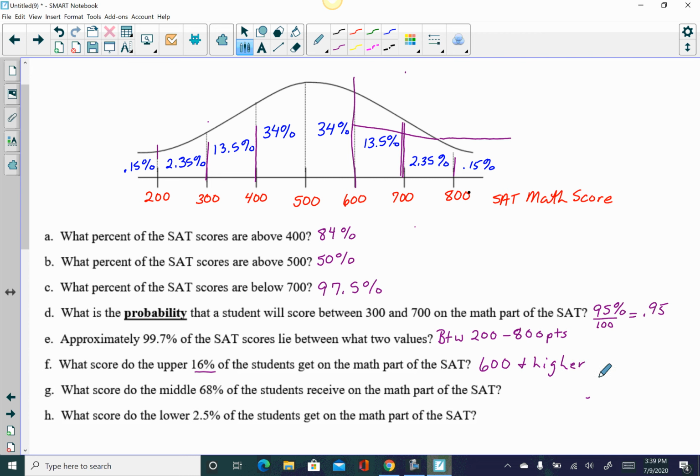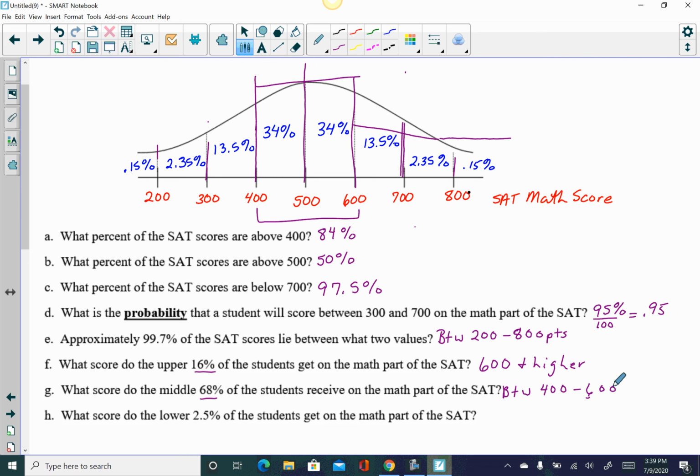Okay. And letter G, what score do the middle 68% of the students receive on the SAT? Always start in the middle, go one standard deviation above and below until you arrive at your percentage. I want to go 68%, so I just need to go one above and one below. And then that puts me between 400 and 600. So between 400 and 600.